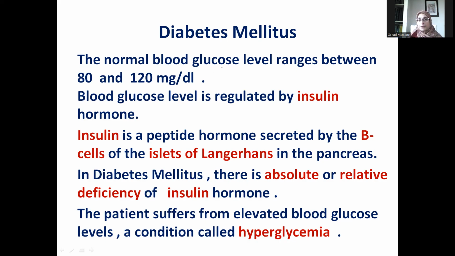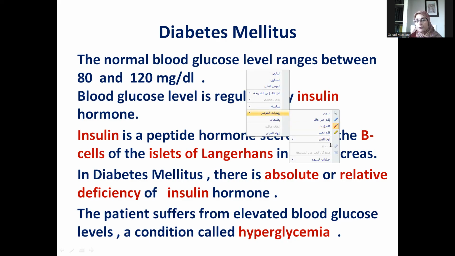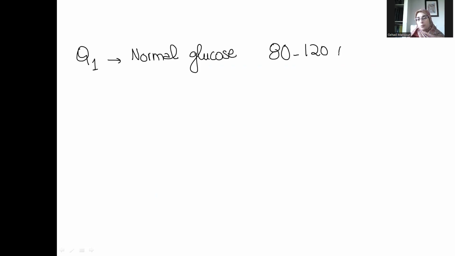And now we are going to go rapidly over the questions that you might encounter that are related to diabetes. So the first question, for example, would be about the normal range of blood sugar. The normal glucose range in blood is usually 80 to 120 milligrams per cent.